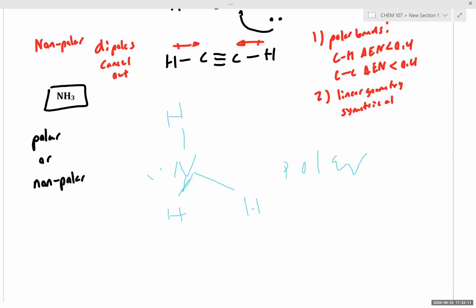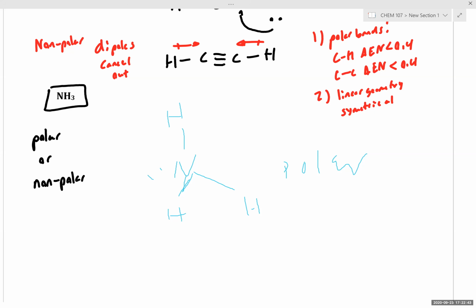So we have a tentative assignment that this molecule is polar. Let's keep working on this example, and don't be shy to share your own Lewis structure drawing for this molecule and your own assignment for whether this molecule is polar or non-polar. And really focus not just on is it polar or non-polar, but why? What is the basis for your conclusion?